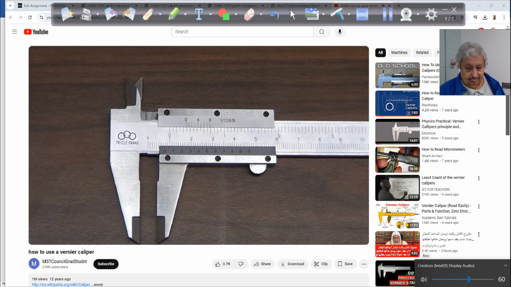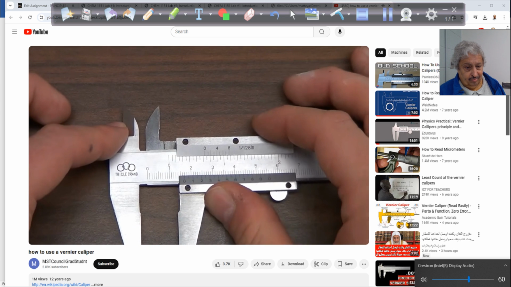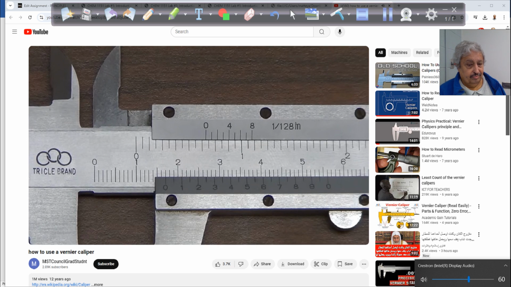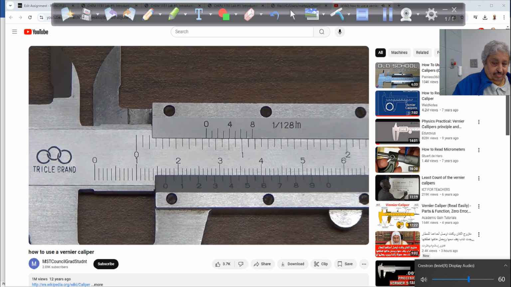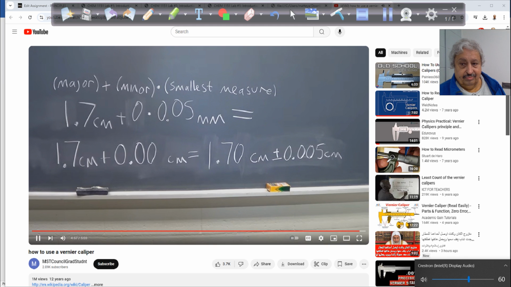Now, as an example of what happens if our scale is slightly different, if we're using a different measure, and we come upon a case where the 0 on the minor scale lines up with an increment on the major scale. For instance, now I see that the 0 on the minor scale lines up very well with 1.7 on the major scale. What that does for our calculation is we still have a major scale of 1.7 centimeters, but now our minor measurement is 0 increments. And we multiply that times our smallest measure of 0.05 millimeters, and what we get back is a more precise measure of 1.70 plus or minus 0.005 centimeters.